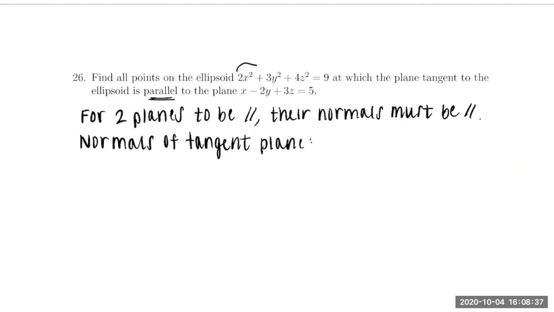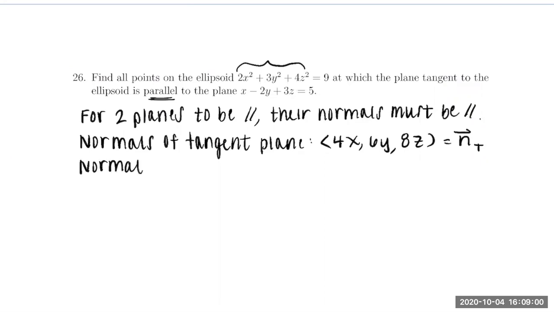All right, all of these terms are already collected on one side. So the gradient here is going to be 4x, 6y, and 8z. And I'll just denote this as n sub t for normal of the tangent plane. So what about a normal for the plane that we're given? Normal of the given plane. So that is 1, -2, 3. I'm going to denote that by n sub p for normal of the plane that we were given.